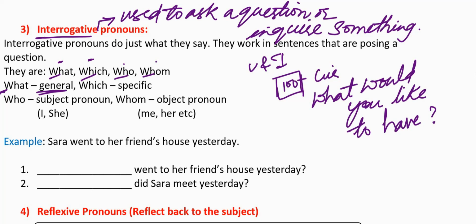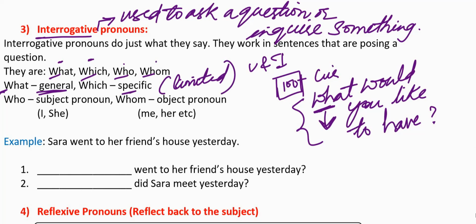I am asking this question when the options are numerous, when you have a number of options. I am asking you in general. When the options are numerous, you use what. Hence, what is an interrogative pronoun which is used in the general sense. You use what when the options are numerous and you don't know how many exactly. It is more general. Which is more specific, or we can say it is limited.